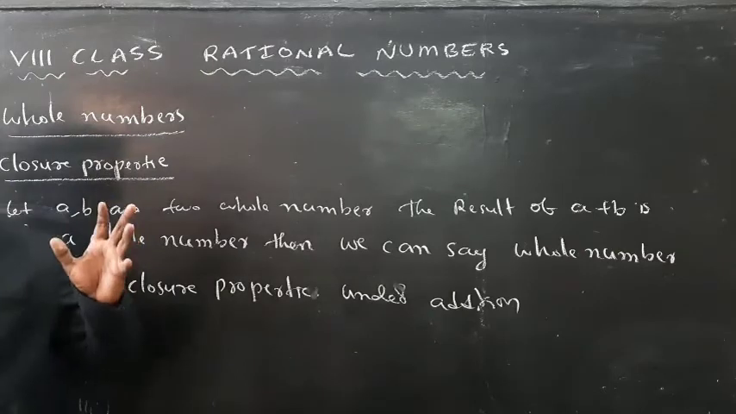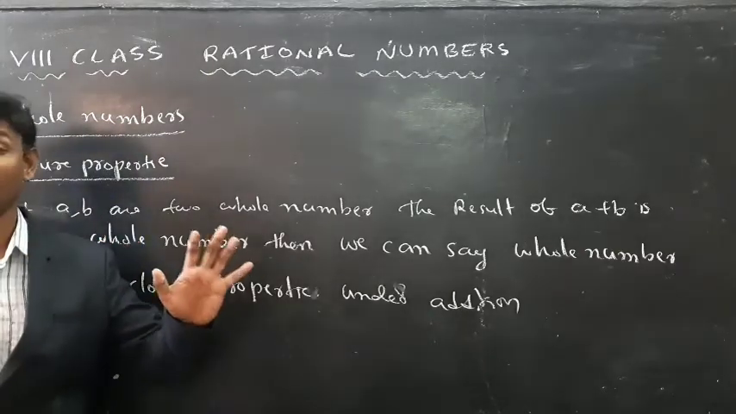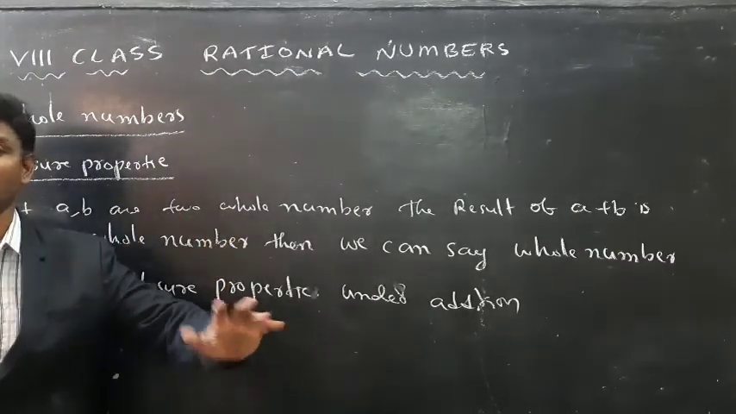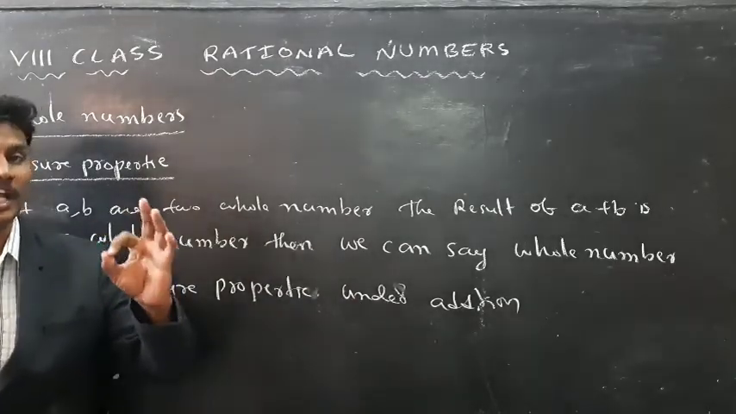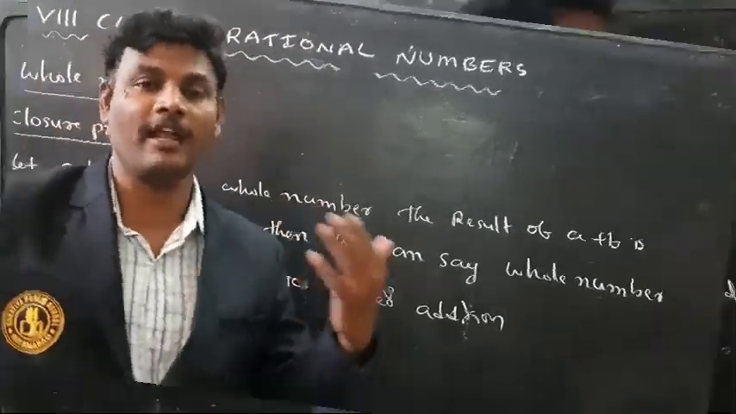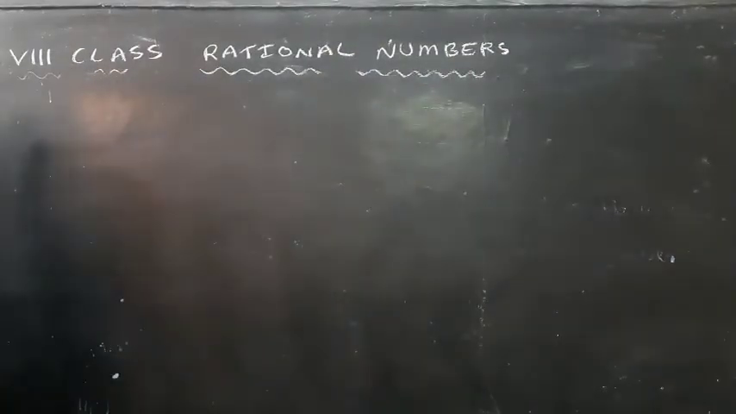Let a, b be two whole numbers. If the result of a plus b is also a whole number, then we can say whole numbers satisfy the closure property under addition. Now here I am going to give some examples.